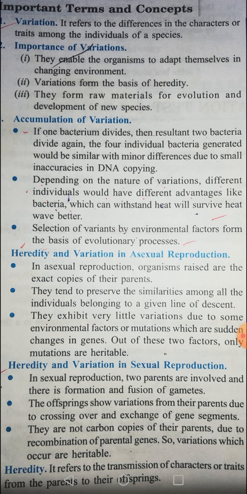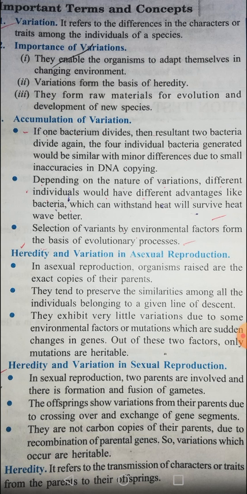Now, what is heredity, and how does variation pass through generation after generation due to heredity? In asexual reproduction, organisms raised are the exact copies of the parents. So what is heredity? Heredity is a new word for you. Heredity means the phenomenon of passing of characters from parents to their offspring. The phenomenon through which the characters pass from parents to their offspring is called heredity.